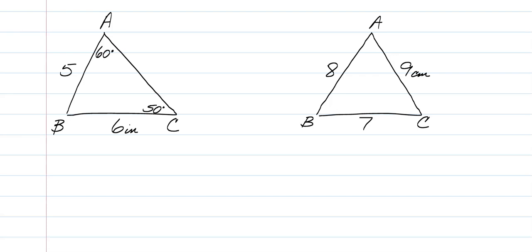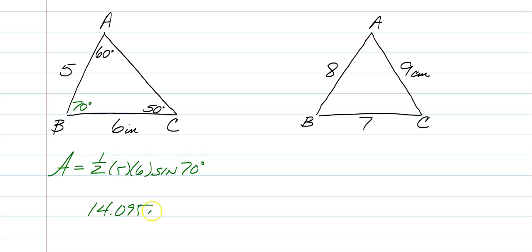Okay, so in this first example, I hope you were not fooled and used the 60 or the 50. You needed to use a 70. That's because we should never, ever forget the fact that triangles will always add up to 180. So your area is half of 5 times 6 times the sine of 70 degrees. And you should have ended up with 14.095 inches squared.